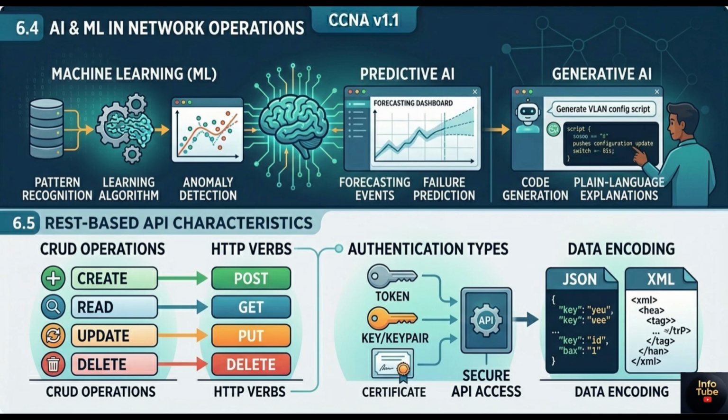Authentication. Before you can use an API, you must prove who you are. This is done using things like basic usernames, API keys, or secure tokens. Data encoding. This is how the information is packaged. The most common formats are JSON and XML.